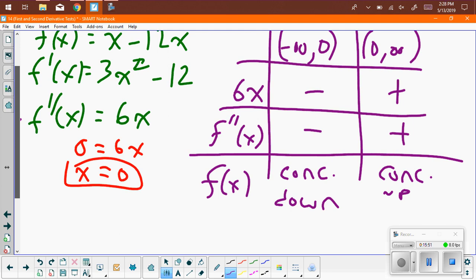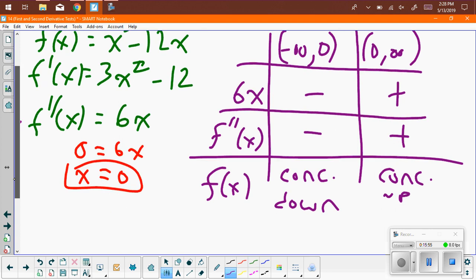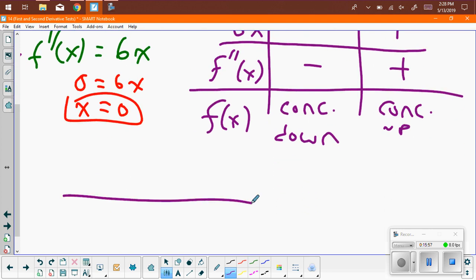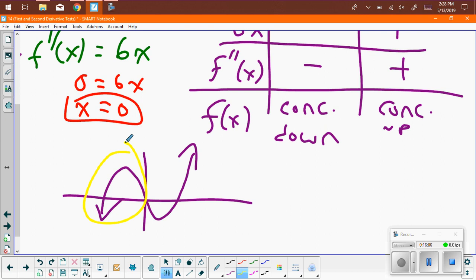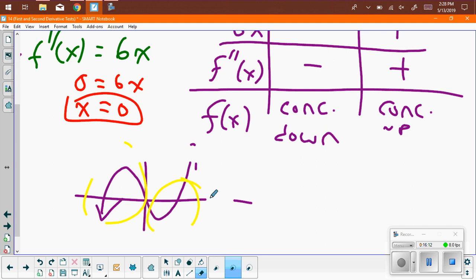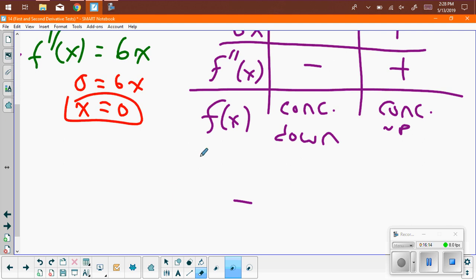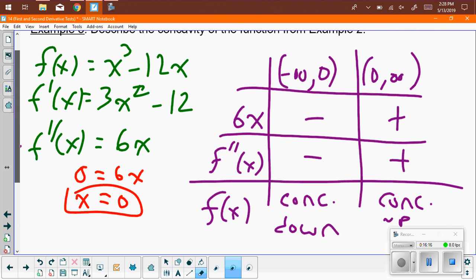Just to emphasize that, as a little sketch here, that original cubic function looks something like this. And that's exactly what's happening. Up until 0, in this region here, it's concave down, and it flips around, and it's concave up on that side, and that's what it's doing in that interval. We're almost there.